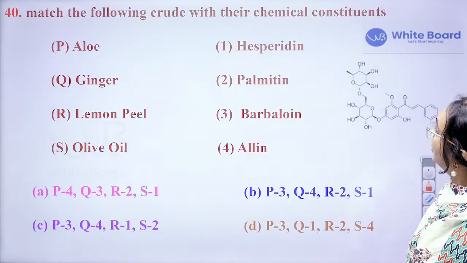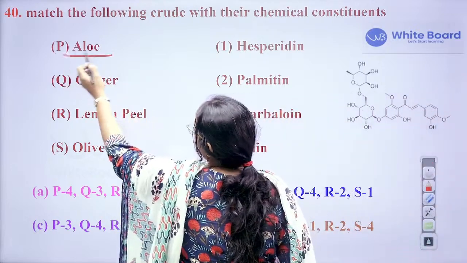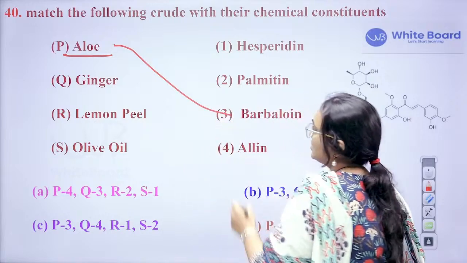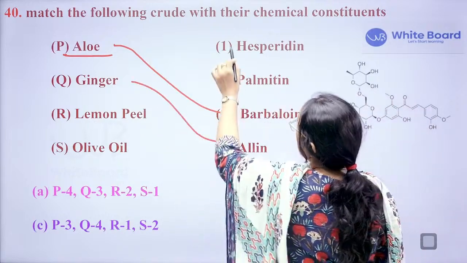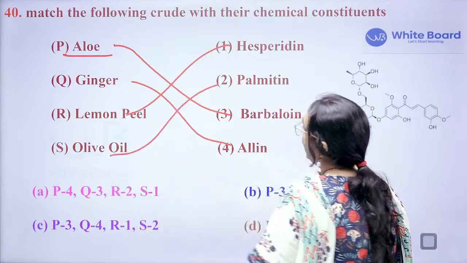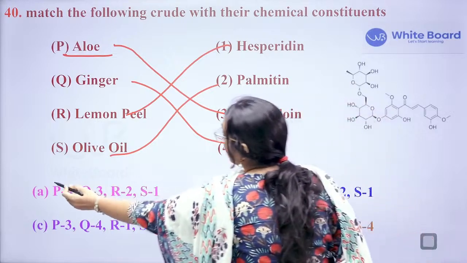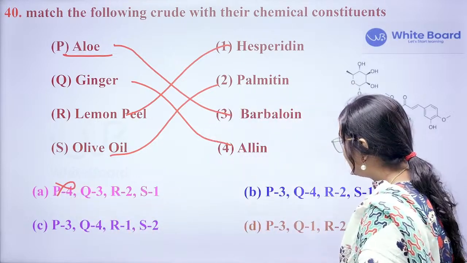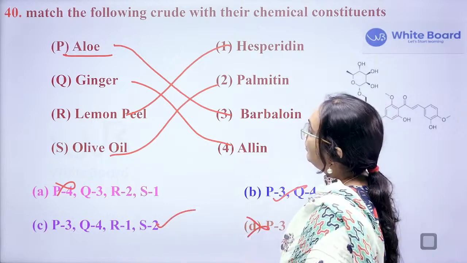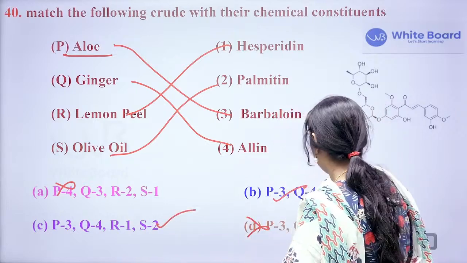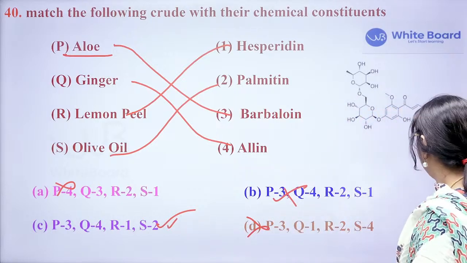Which of the following chemical constituents? So, aloe consists of barbaloins, ginger, gingerol, lemon peel, hesperidin, olive oil, palmitin. P is 3. P is 3 everywhere. Ginger, Q is 4. Lemon peel is hesperidin. R is 1. This is the option. C is the option.